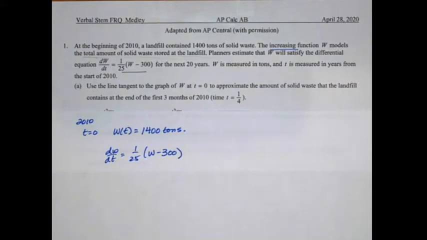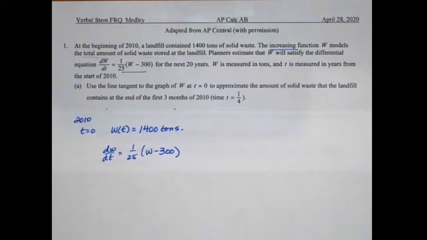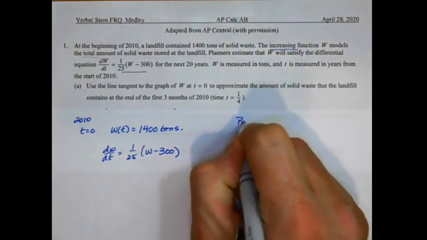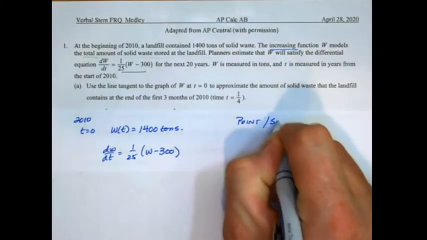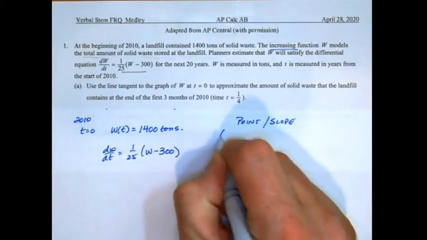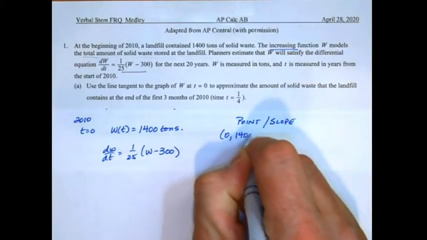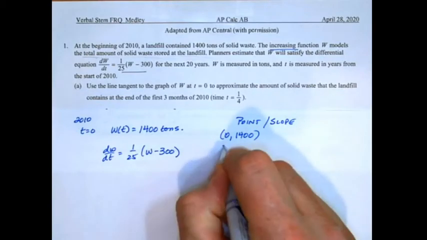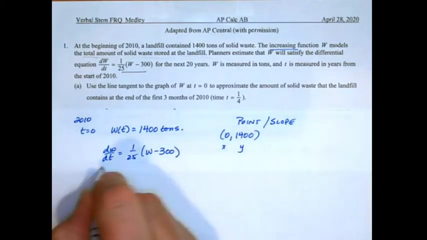It says use the line tangent to the graph of W at t equals 0 to approximate the amount of solid waste that the landfill contains at the end of the first 3 months, where time is equal to 1/4. All right, so what we need is a point and a slope. We have a point. That's (0, 1,400), so there's my x, there's my y. I need a slope. Well, there's my slope.